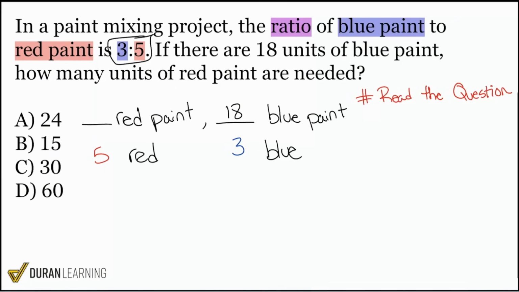I can now write my proportion. And as long as you are comparing the same things in the same way, you can write it however you want. Let me show you. I'm going to use R for red, if that's okay with everybody. Let me write this proportion like this. I can write it as red compared to blue. So R compared to 18 equals red compared to blue, 5 compared to 3. Take a look, my party people. This is red compared to blue, red compared to blue.